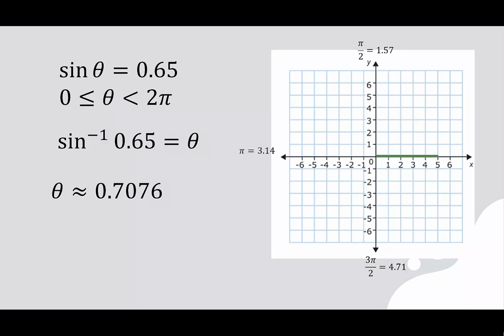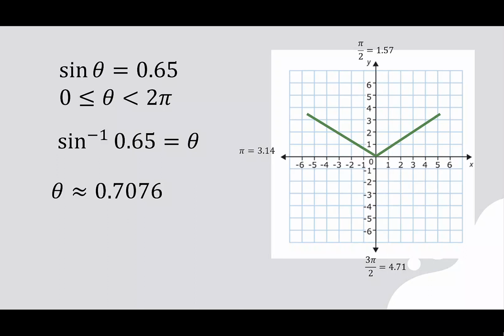I put some labels in to help us visualize where theta is going to be. So notice pi over 2 is 1.57 in radians, pi we know is 3.14, and 3 pi over 2 is 4.71. So this small value of 0.7076 in quadrant 1 would be about here. What we also need to consider is that sine is positive in the second quadrant as well. To help us find the second value of theta, we need to think about the reference angle.